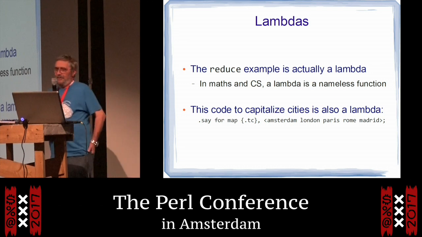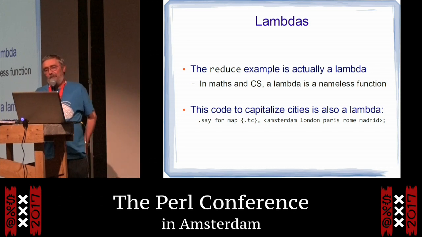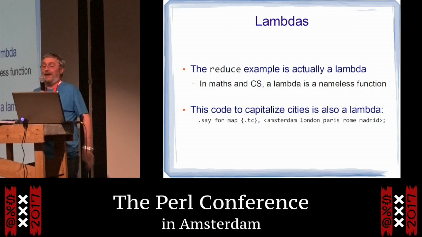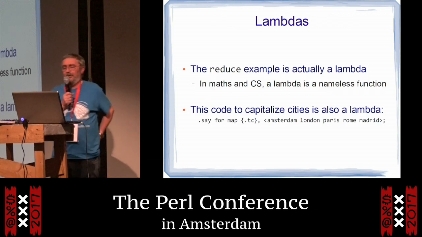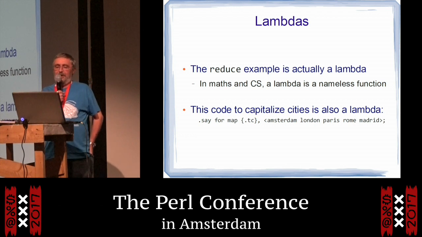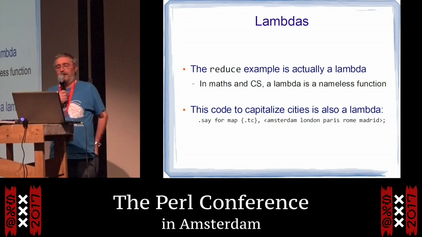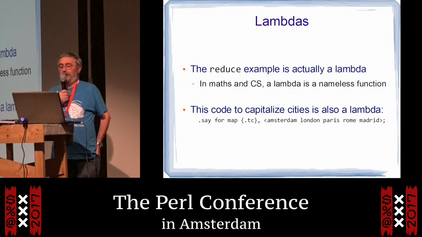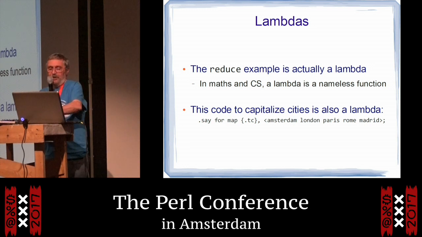Lambdas. What are lambdas? The reduce example which we have here is actually a lambda. A lambda is just a nameless function, or if you want, an anonymous function. Here is another example of a lambda. Dot say for map dot tc, and then a list of European capitals, and each of the capitals will be printed with its initial capital letter. This is also a lambda because it's a function which has no name.